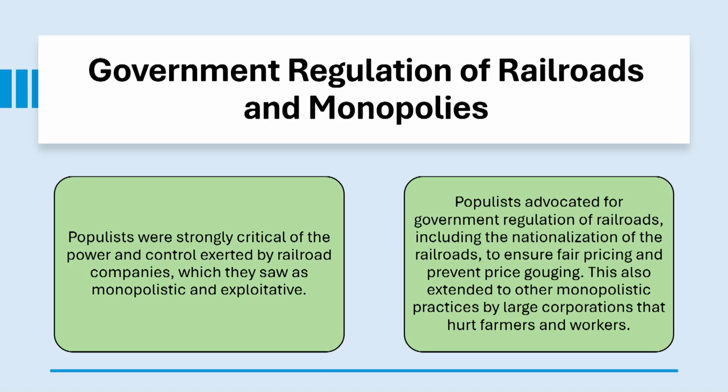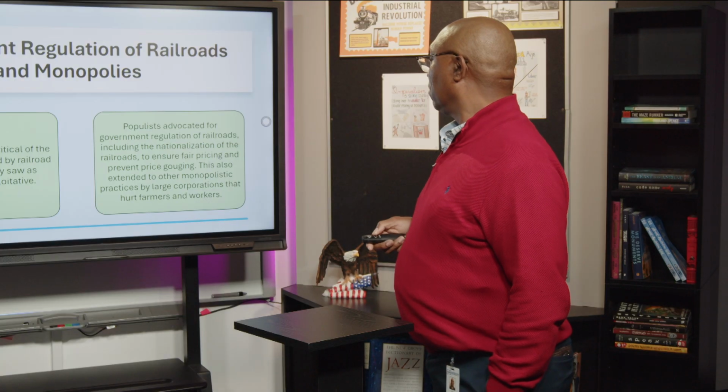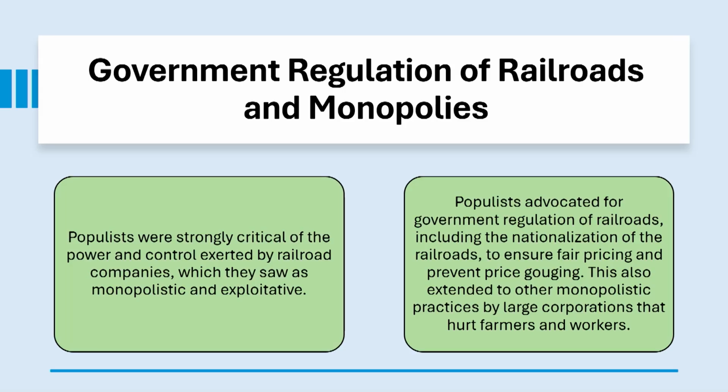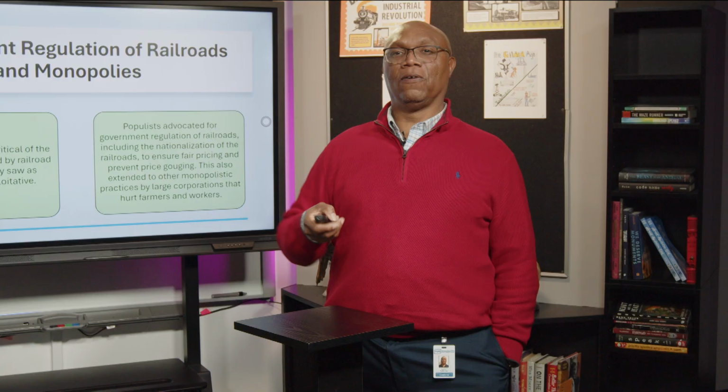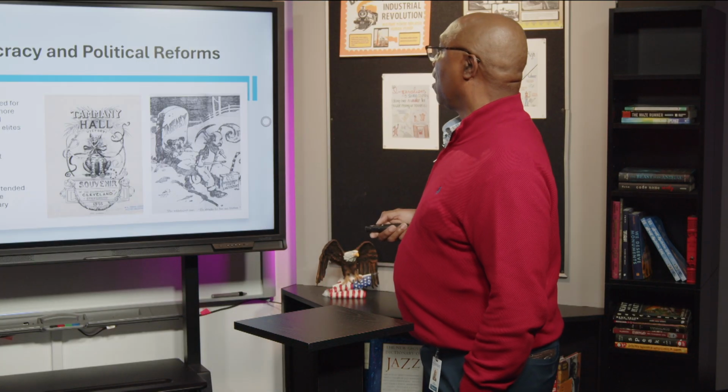In other words, have the government take over the railroads and establish the rates, to ensure fair pricing and prevent price gouging. This also extended to other monopolistic practices by large corporations that hurt farmers and workers. So not only did farmers, of course, want to improve things for themselves, but they also wanted to improve things for the American worker also.